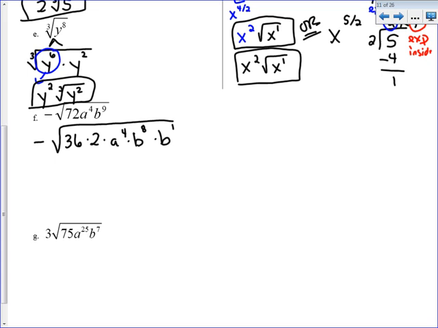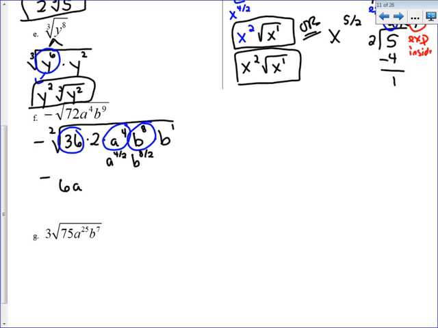And now, how many of these factors, these are actually factors because they're multiplied, how many of these factors can I simplify? How many of these 5 are perfect? 3 of them. So the 36, the a to the 4th, and the b to the 8th. They're all going to end out front. So I still have the negative sign just kind of kicking around. The square root of 36 is 6. For your variables, you're dividing your exponent by your index.